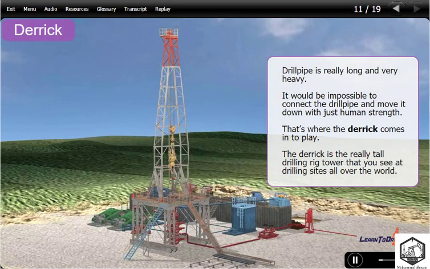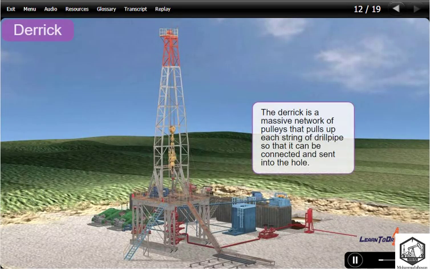Drill pipe is really long and very heavy. It would be impossible to connect the drill pipe and move it down with just human strength. That's where the Derrick comes into play. The Derrick is the really tall drilling rig tower that you see at drilling sites all over the world. The Derrick is a massive network of pulleys that pulls up each string of drill pipe so that it can be connected and sent into the hole.